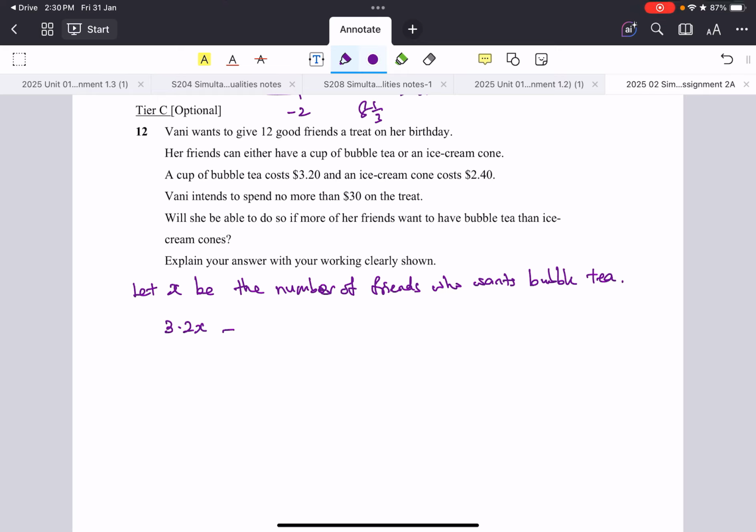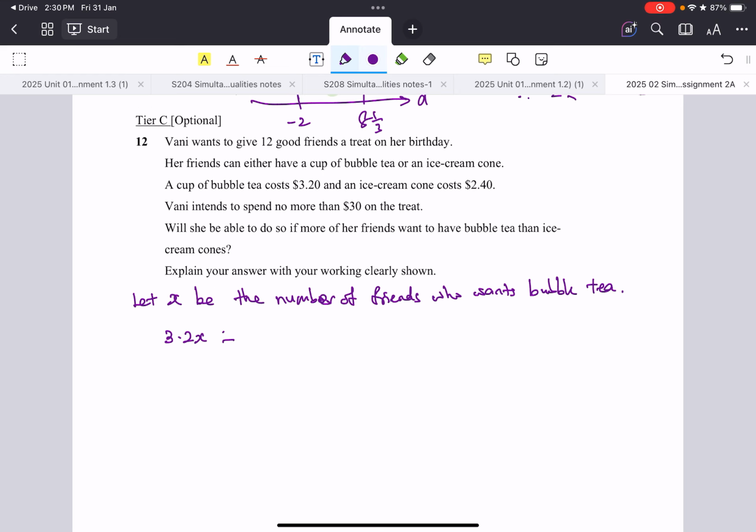We have 3.2X plus 12 minus X times 2.4, and this has to be less than or equals to 30. Okay, I think my Apple Pencil battery is running low. That could be a reason.